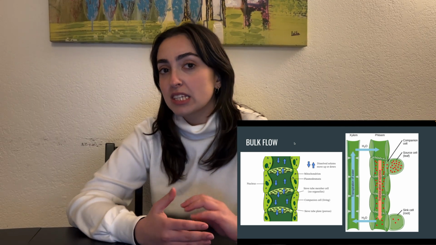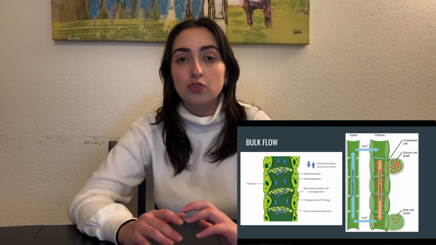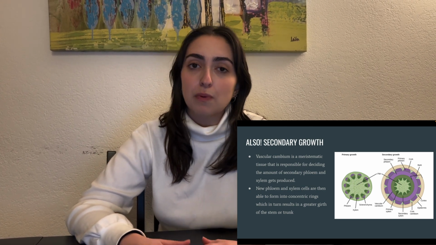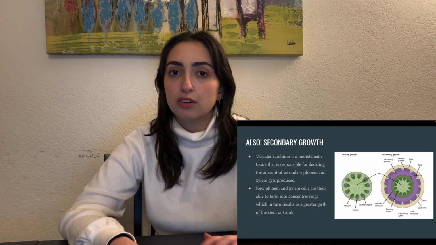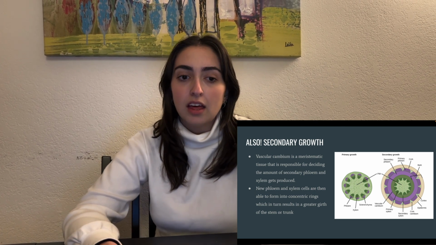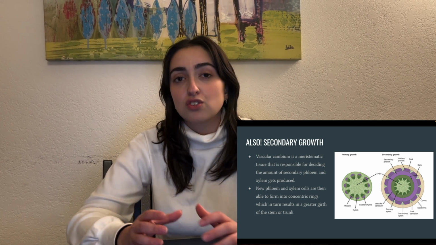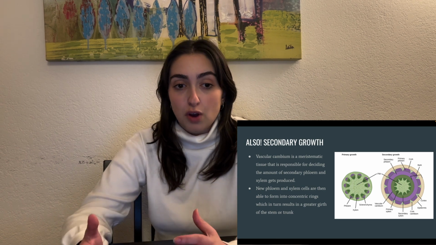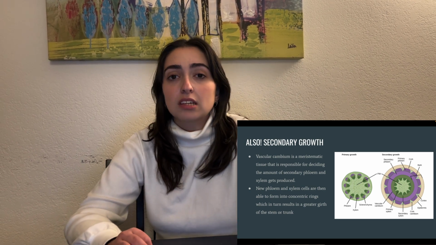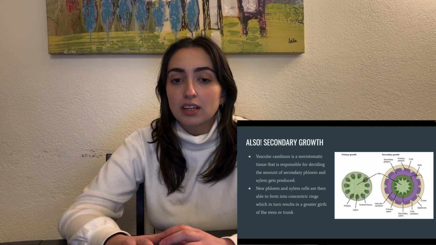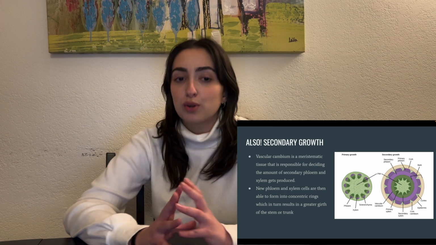It's important to note that there is secondary vascular tissue growth, which is usually a process in woody plants. The vascular cambium is a meristematic tissue that's responsible for deciding the amount of secondary phloem and xylem that gets produced. These new cells are then able to form concentric rings, which in turn results in a greater girth of the stem or trunk. Auxin concentration plays a key role in the regulation of cambial cell divisions and the thickness of the cambial layer. The secondary growth allows for the stem to grow in girth and aids in the water transport.